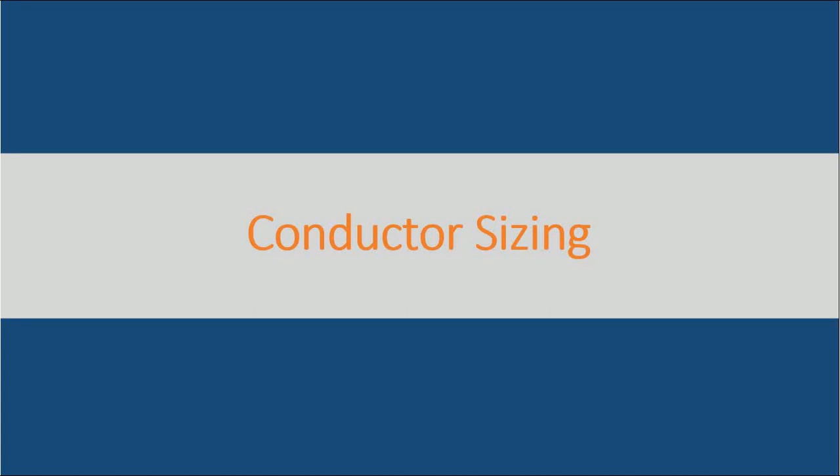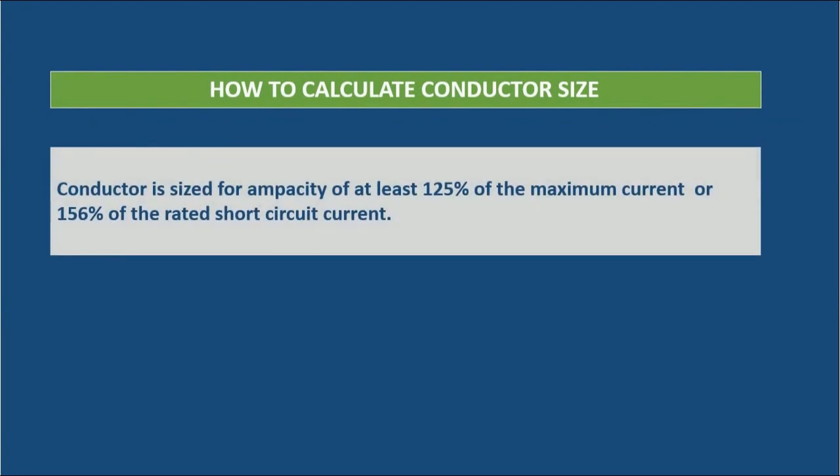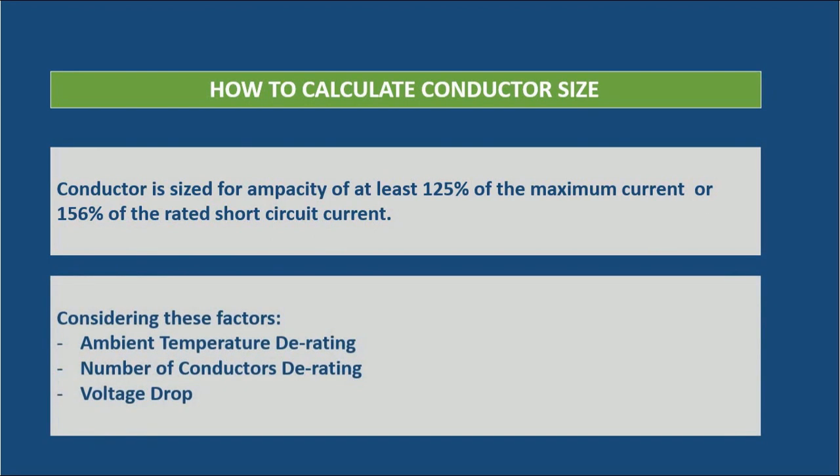As we know, the conductor is a main part in a solar PV system, so we are going to cover conductor sizing and how to calculate it. Actually, it's as per the NEC standard, where we have to consider 156% of the rated short circuit current of the string to size the conductor, considering many factors like the ambient temperature, the number of conductors and conduits, and the voltage drop.